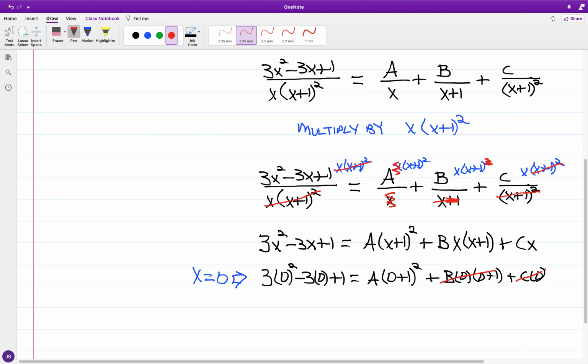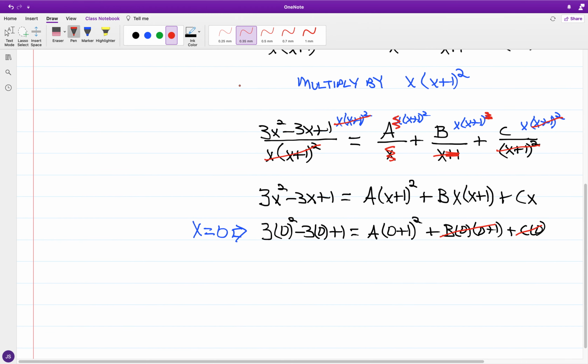Again, we have the b and the c terms cancel out. And for what I have on the left, we have 1, and a times the square of 1 is going to be a times 1. And so it's going to follow that a is equal to 1.